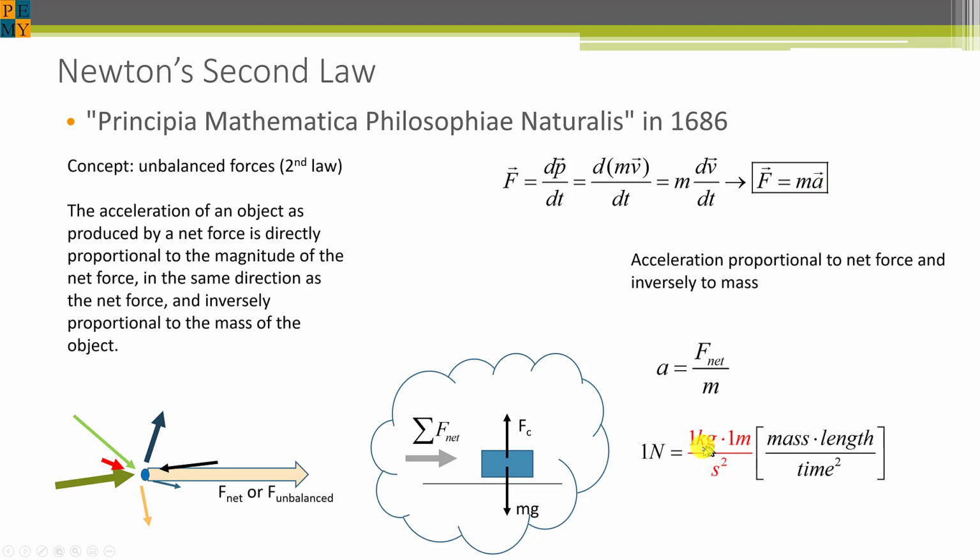Notice the units: 1 kilogram meter per second squared. This has to be memorized. It's mass times length over time squared. Because it's used so commonly, this unit, or group of units, is given the name the Newton in honor of Sir Isaac Newton.